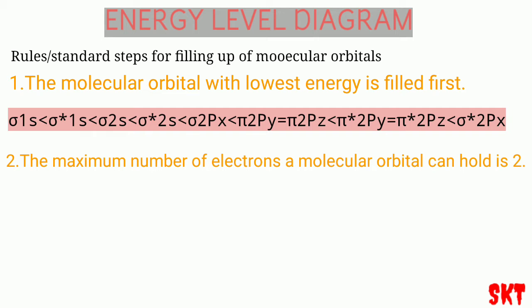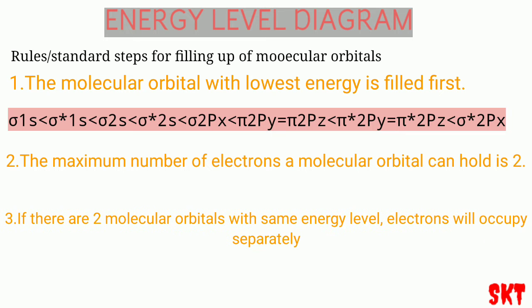The third step: if there are two molecular orbitals with the same energy levels, electrons will occupy separate orbitals, leading to unpaired electron spins. That means, for example, pi 2py and pi 2pz have equal energy. If there are two electrons, both 2py and 2pz orbitals get one electron each, leading to unpaired electron spins.